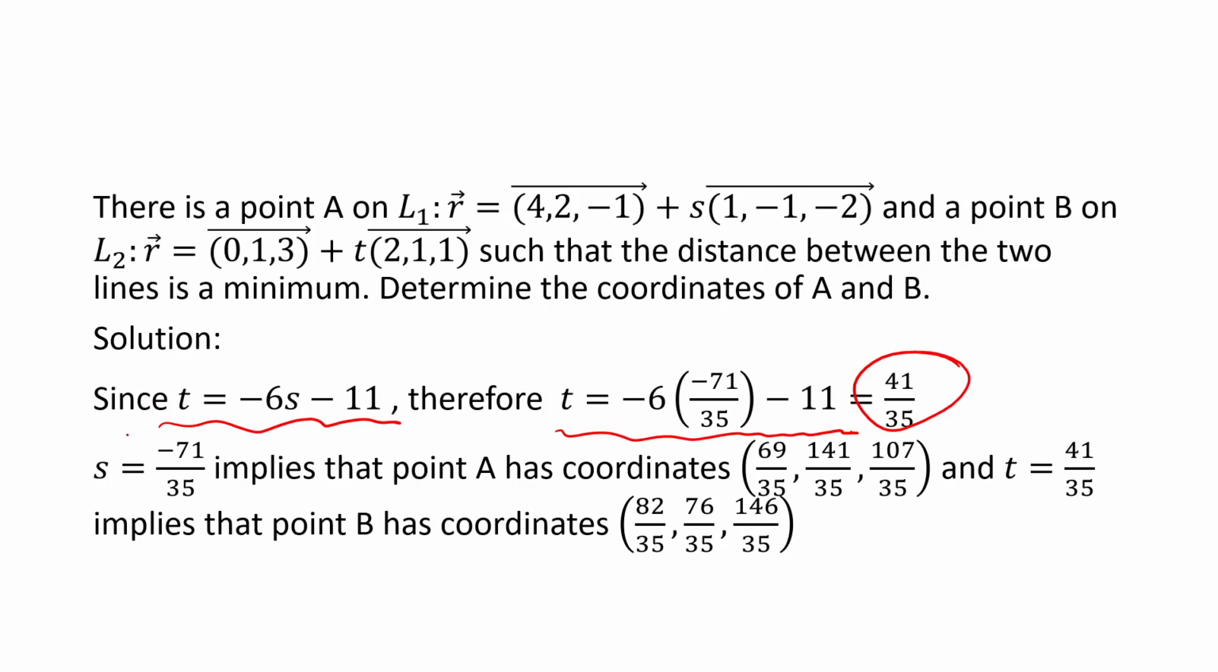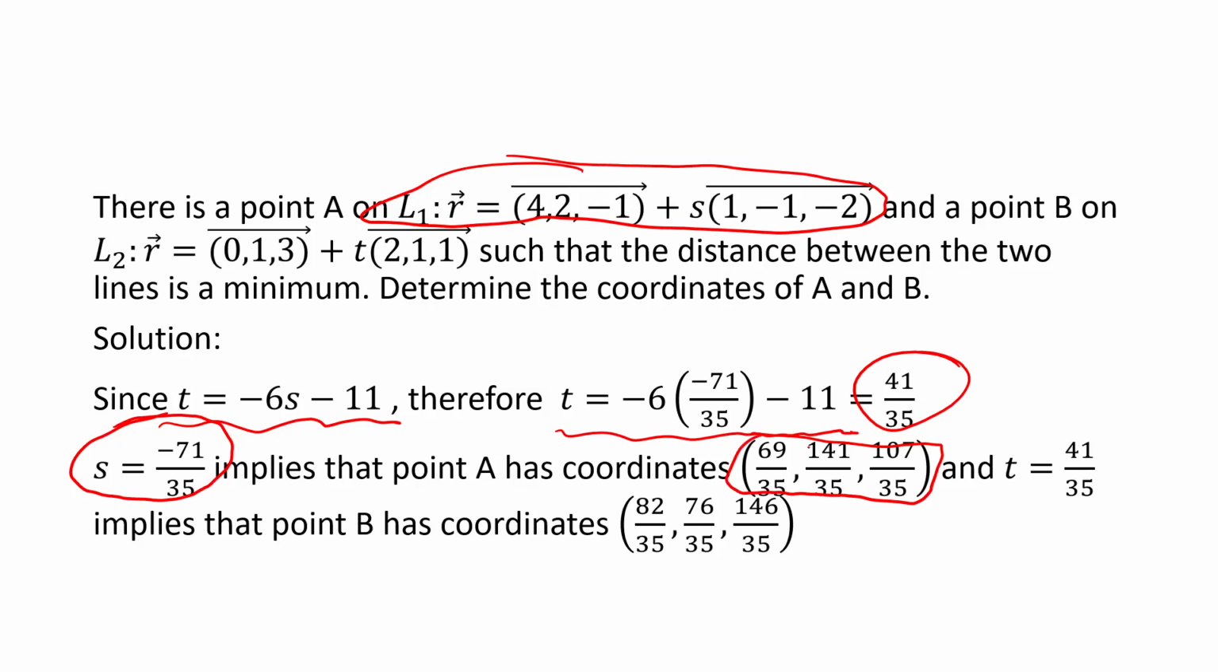So what we now know is that we will have those two points. One of them will be in line 1 where s equals negative 71 over 35. Plugging that into here, we get that the point will be right here, 69 over 35, comma 141 over 35, comma 107 over 35. And then we also get t equaling 41 over 35, and plugging that into here, we get that the coordinates of point B on line 2 are 82 over 35, comma 76 over 35, comma 146 over 35.